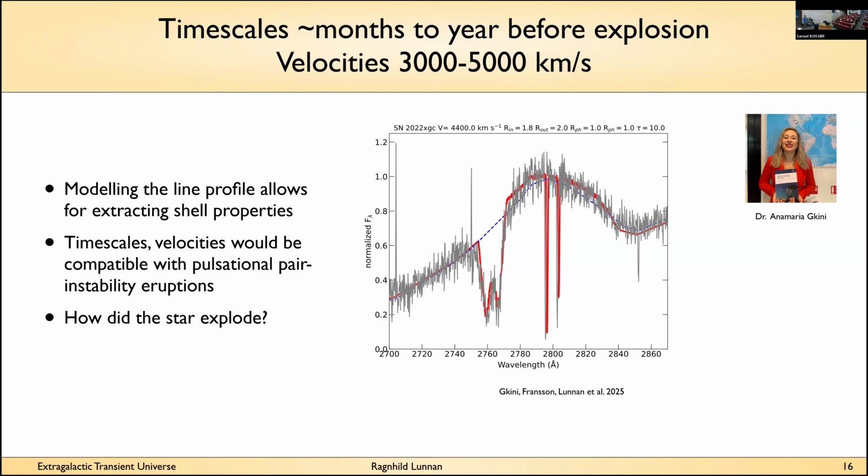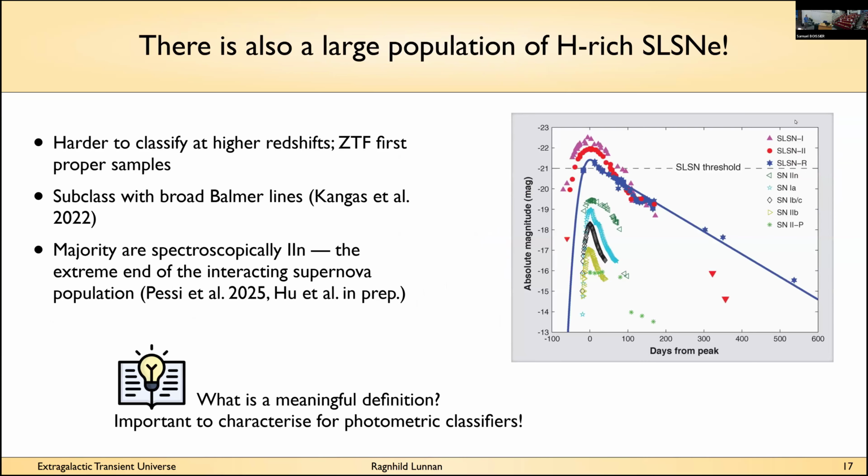And one of the physical processes that could do this is the pulsational pair instability. So that is one intriguing possibility, but then it leads to the next question of, if this was like a 50 solar mass helium core that had this eruption right before, then how did it explode? Because those stars are supposed to make black holes. Maybe there's rotation. It's an open question.